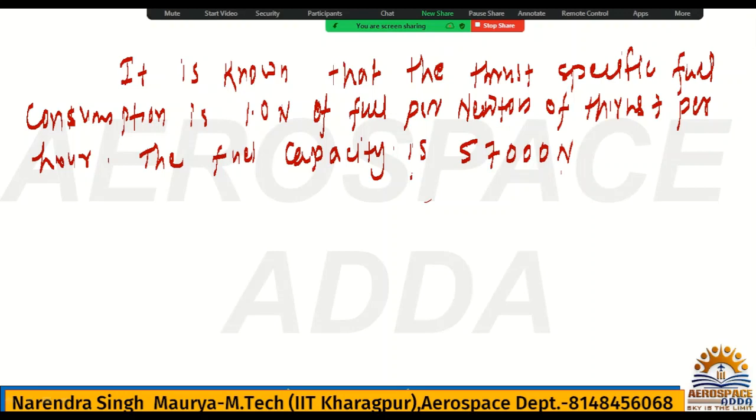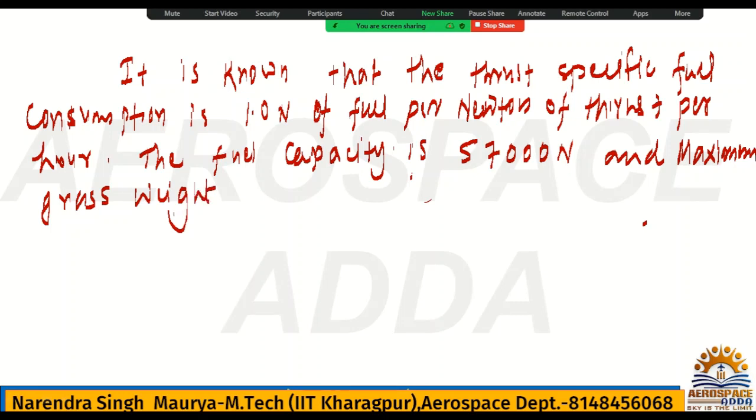Now, and maximum gross weight is 136,960 Newton. Just think this is the weight of the aircraft when it is going to fly. Gross weight, maximum gross weight. Calculate. Full stop, no?